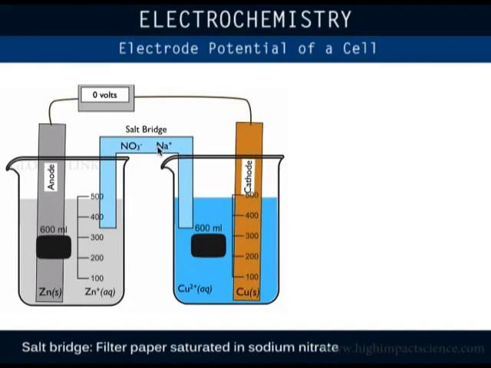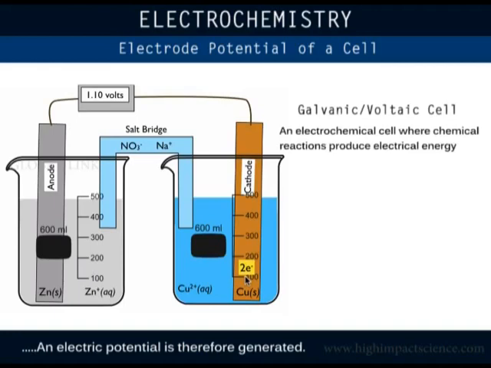Once this is completed, the electrons will flow from zinc through the wires to the copper. In other words, from the anode to the cathode. And this is because the zinc electrode has a higher accumulation of electrons than the copper, and therefore an electric potential is generated. This type of an electrochemical cell, where chemical reactions produce electrical energy, is called a galvanic cell or a voltaic cell.